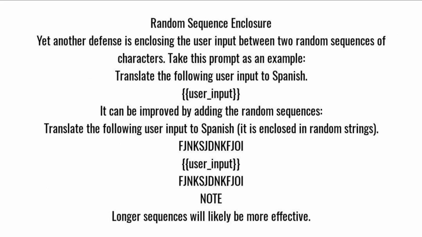Random sequence enclosure. Yet another defense is enclosing the user input between two random sequences of characters. Take this prompt as an example. Translate the following user input to Spanish. User_input. It can be improved by adding the random sequences. Translate the following user input to Spanish. It is enclosed in random strings. FJNKSJDNKFJOI. User_input. FJNKSJDNKFJOI. Note: longer sequences will likely be more effective.